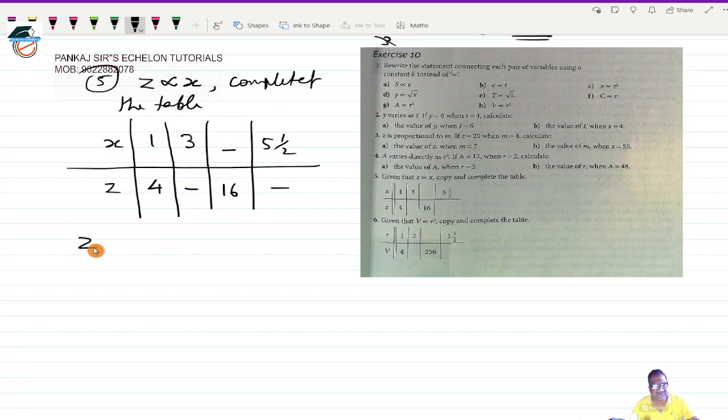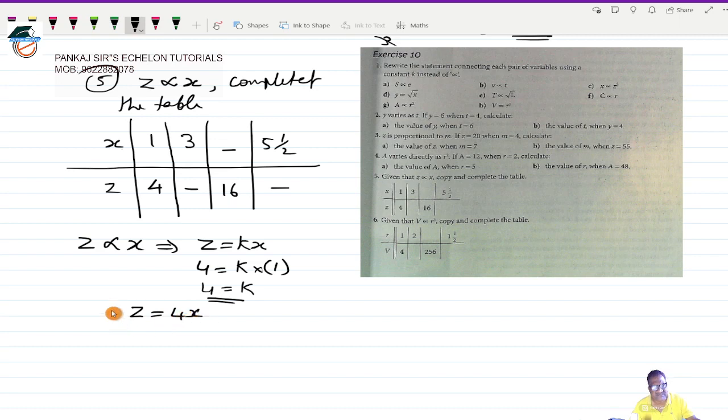Fine. So Z is proportional to X, which implies that Z is equal to Kx. Okay. Now one set of value of X and Z is given to me. So when X is equal to 1, Z is equal to 4. So I'll write here 4 is equal to K and X is 1. So my K will be equal to 4. Okay. 4 upon 1 is 4. So K is equal to 4. So I'll get Z is equal to 4 times X. Now this particular formula gives me the relationship between Z and X.